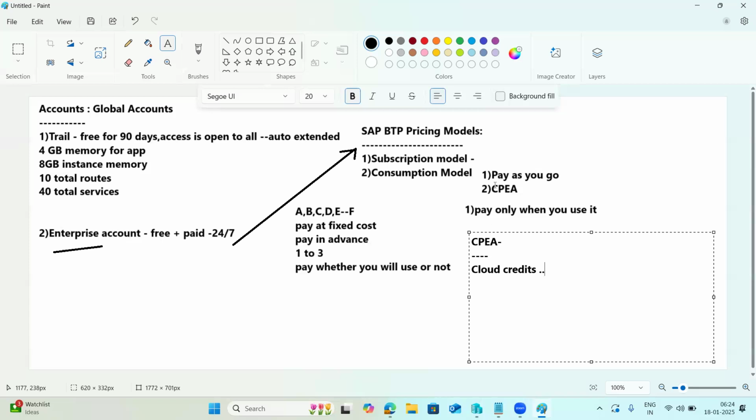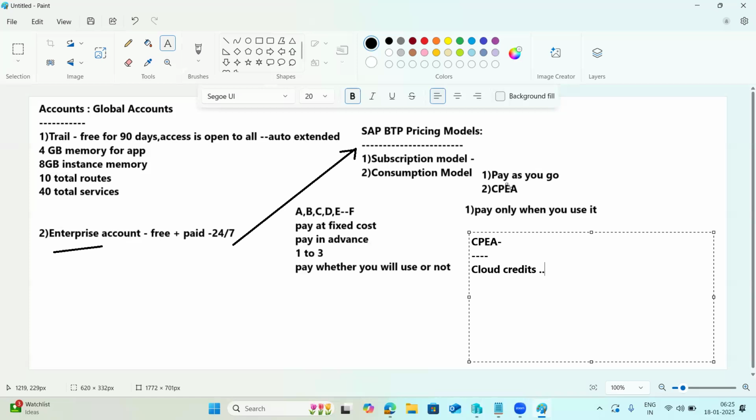But in pay as you go, there is no annual commitment. If you use it, you pay; if you don't use it, you don't pay. But you will not get any discount. Out of these three, subscription, pay as you go and CPEA, you will get a lot of discount in CPEA, because you are providing a contract duration with annual commitment to consume the BTP services. This model is suitable for well-established, larger organizations with larger planning for use cases, and they can go for the CPEA model.